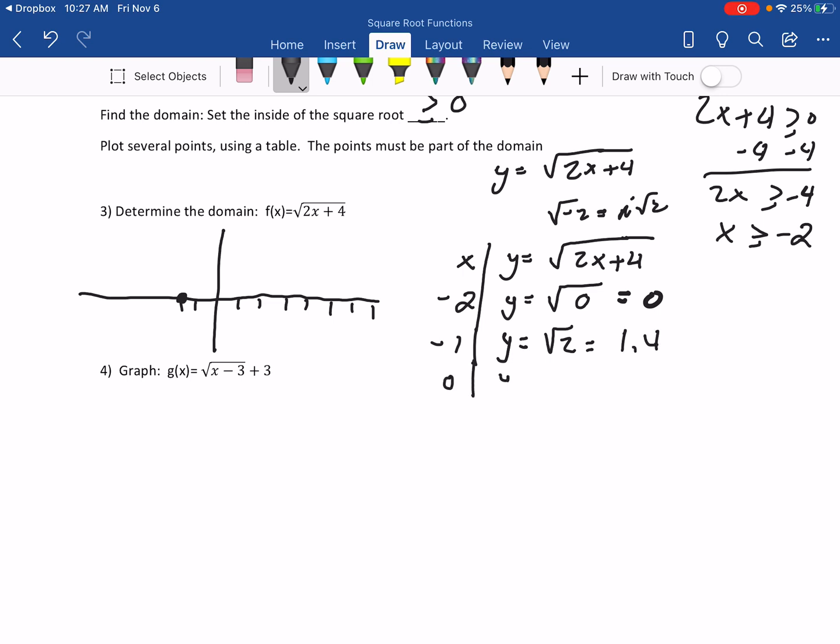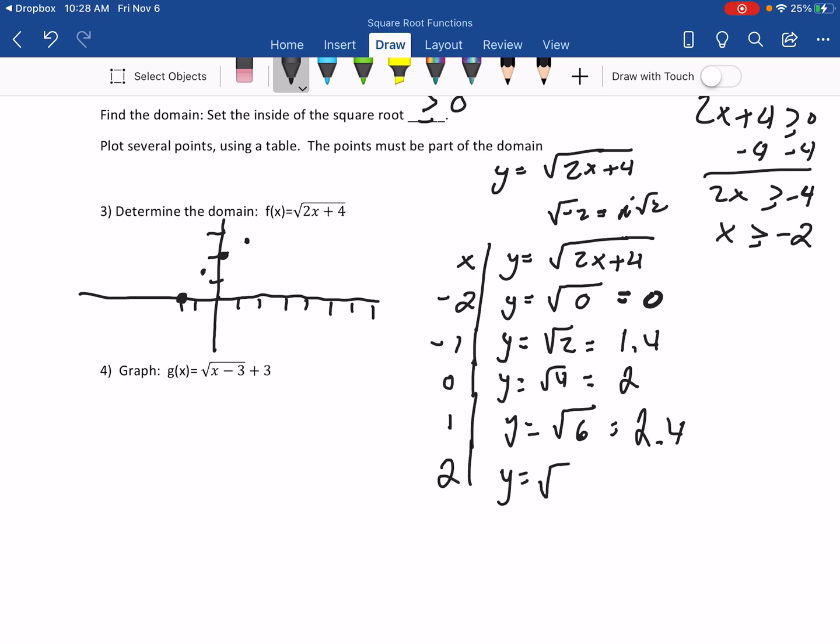Right, then if we do 0, y equals the square root of 2 times 0 plus 4, which is, of course, 2. All right, so let's put these on the graph. Okay, negative 1, we're about 1.4, so like there. At 0, we're at 2. At 1, y equals the square root of 2 times 1 plus 4, square root of 6, which is about 2.4. So about there.